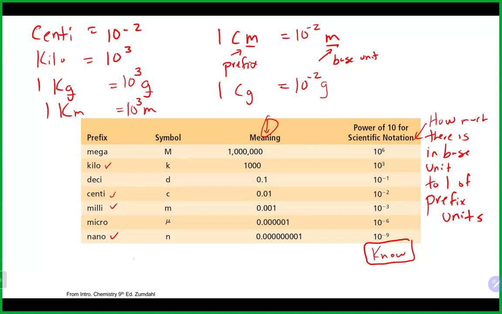For example, nano is 10 to the minus 9. You complete this. If I have meters and nanometers, put the numbers in the correct spot, the 1 and the 10 to the minus 9. Which one should be which? Take a moment and put it in the right spot.